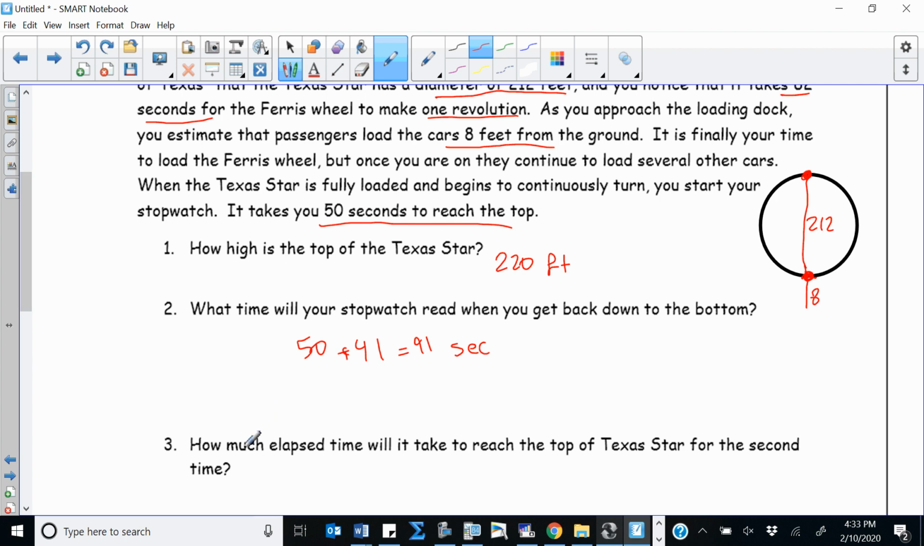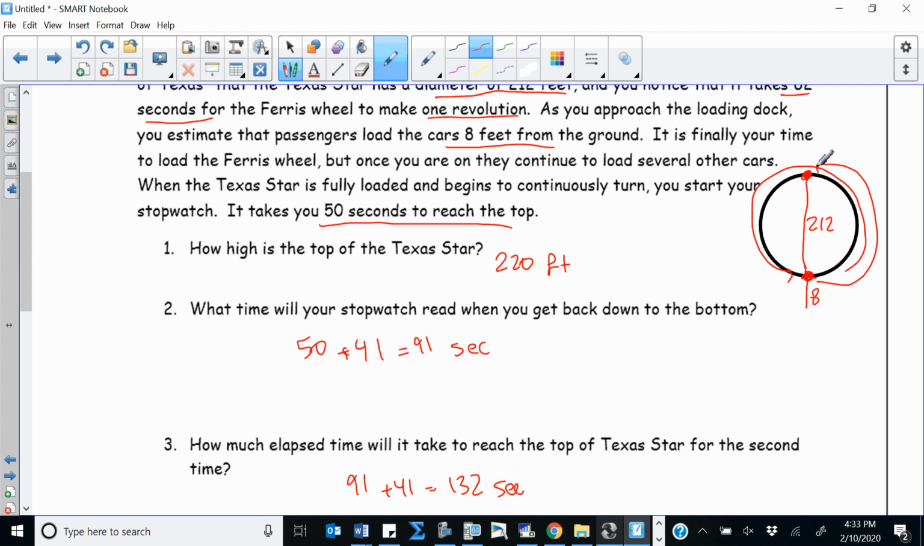The next question is asking how much elapsed time will it take to reach the top of the Texas Star for the second time. So we moved here to the top, and then we went back to the start point, and then we're going to go another half circle to reach the highest point again. We know that another half circle, because we're moving at the normal speed, which is 82 seconds for the full circle, is going to take 41 seconds. So the other half is 41 seconds, and it already took 91 seconds to reach this point. So it's going to be 91 plus 41, which is 132.